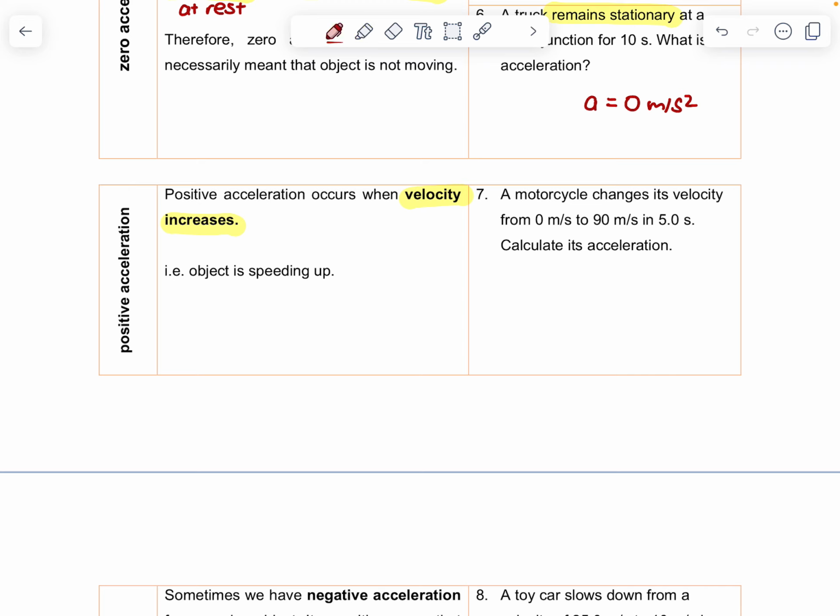So a motorbike changes its velocity from 0 to 90. So 0 is initial u, 90 is v, in 5.0 seconds t. What is its acceleration? a equals (v minus u) over t, which equals (90 minus 0) over 5.0, which will give you an acceleration of 18 meters per second per second.